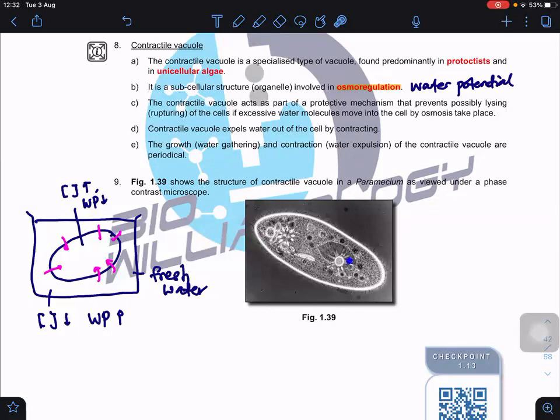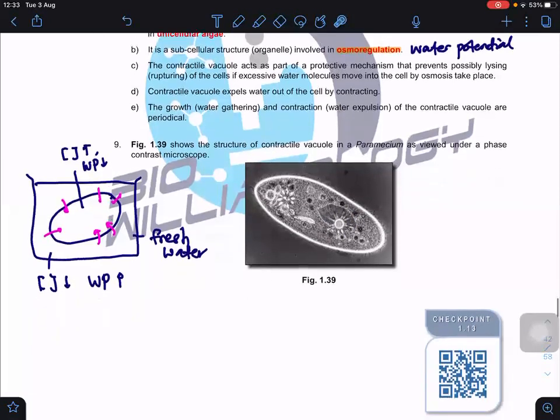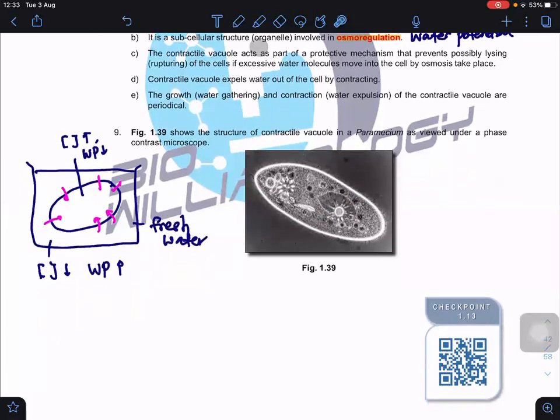Okay, so we can see that this is a contractile vacuole. The contractile vacuole is not in our syllabus, but this question came out in Paper 1 before. So what is the function of the contractile vacuole? To make sure that the cell won't lyse. Okay, so with this I have finished the part on the vacuole.